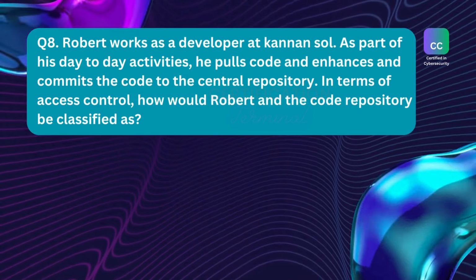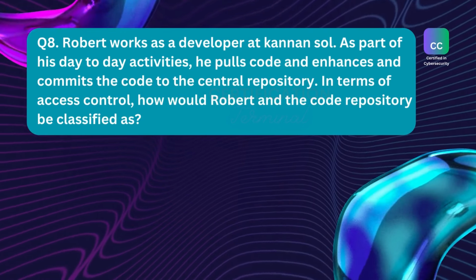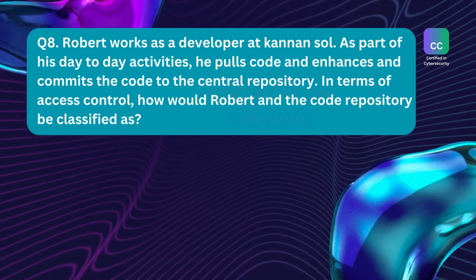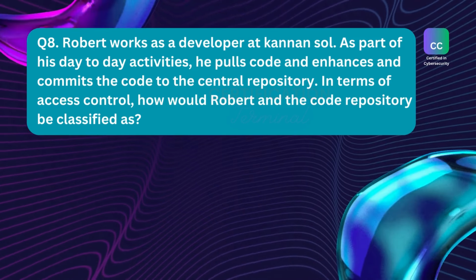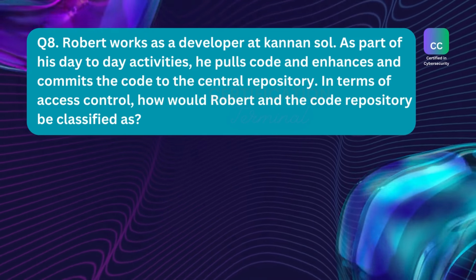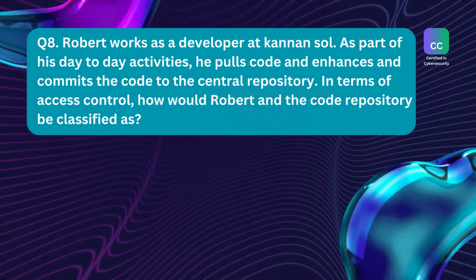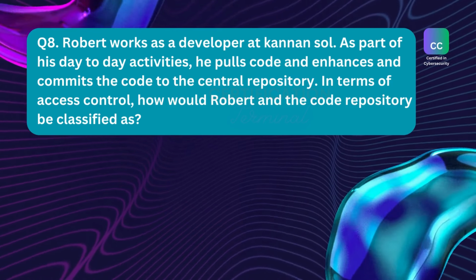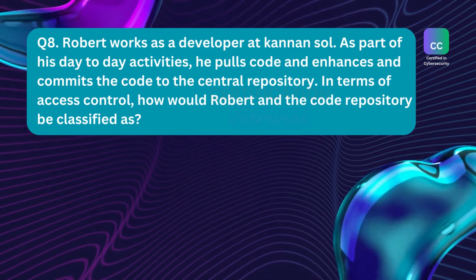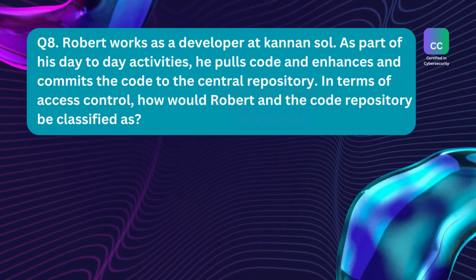Question number 8. Robert works as a developer at Canon Solutions. As part of his day-to-day activities, he pulls code and enhances and commits the code to the central repository. In terms of access control, how would Robert and the code repository be classified as?